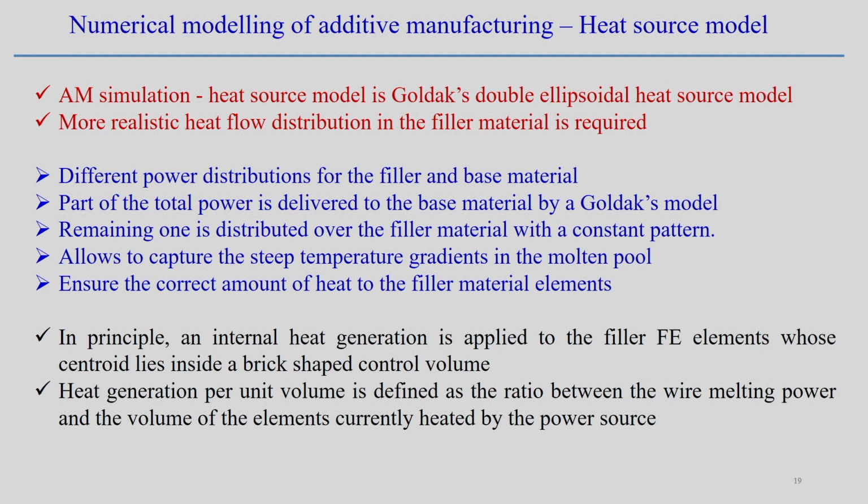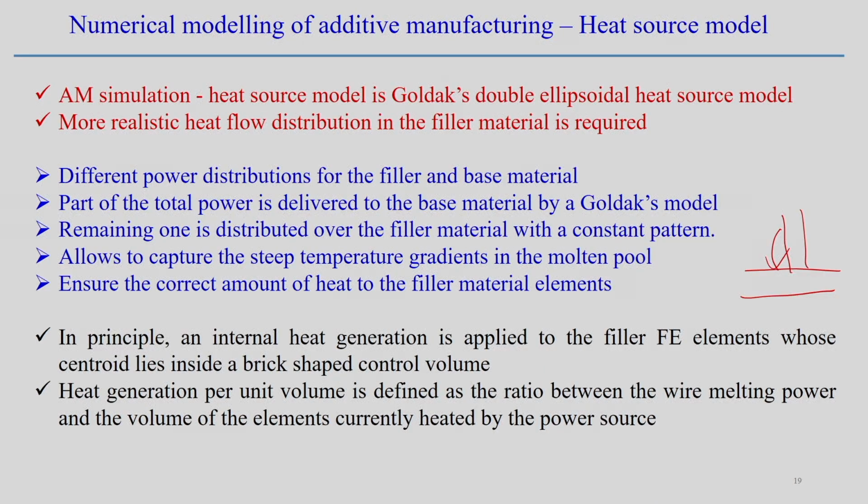In the additive manufacturing process, if you see the heat source model, in the additive manufacturing simulation, the heat source model is Goldak's double ellipsoidal heat source model, and it is a more realistic heat flow distribution, and it is needed when filler material is required. So, in the additive manufacturing process, over the substrate material the heat source is there, but at the same time material deposition is also there. Therefore, in that case we can utilize a hybrid heat source model, and the shape can follow Goldak's double ellipsoidal heat source model, but the volume can be accounted for because of the material deposition on the substrate material.